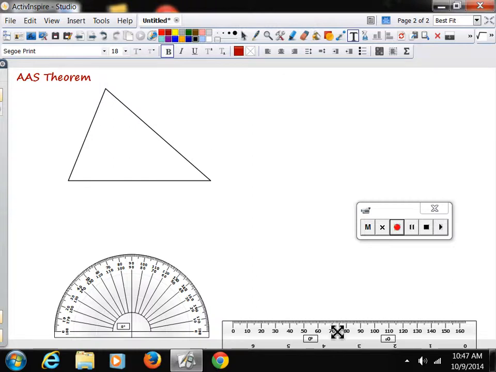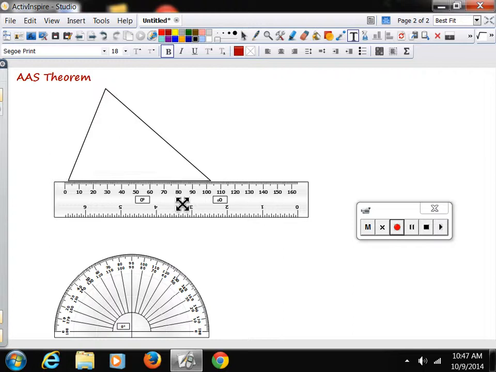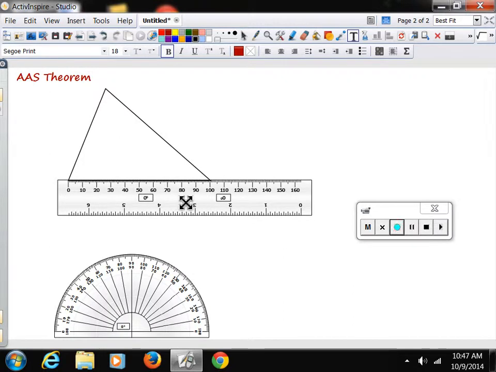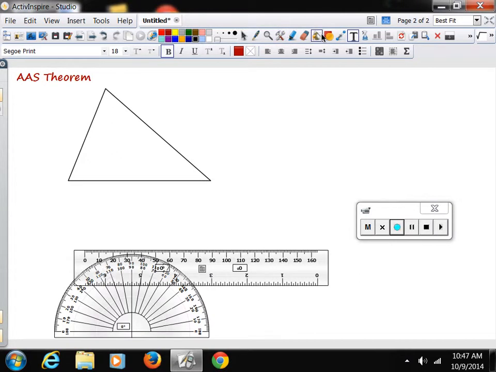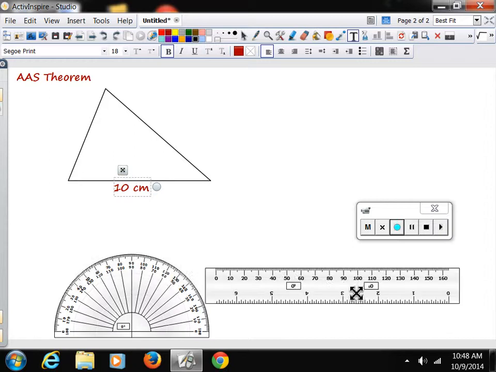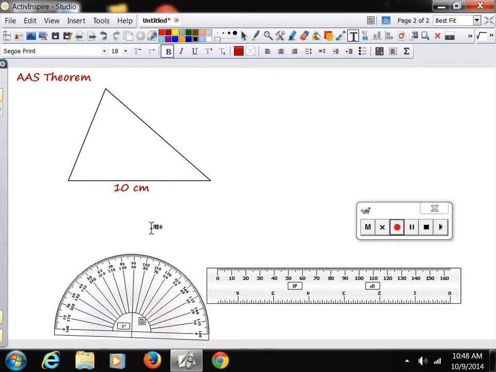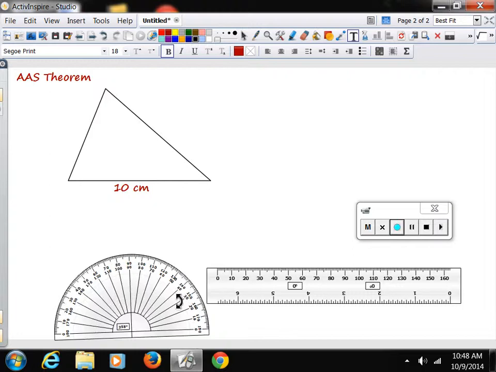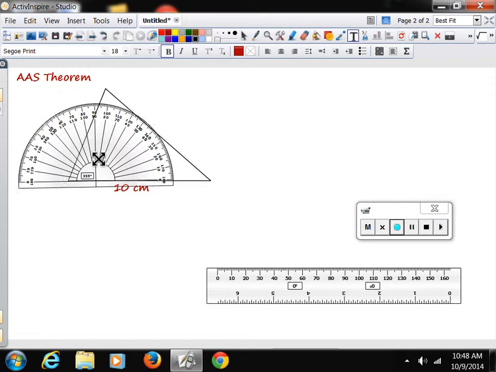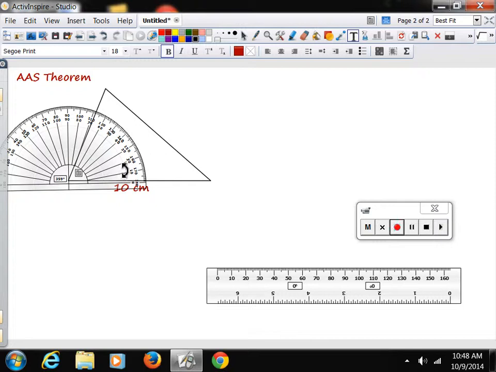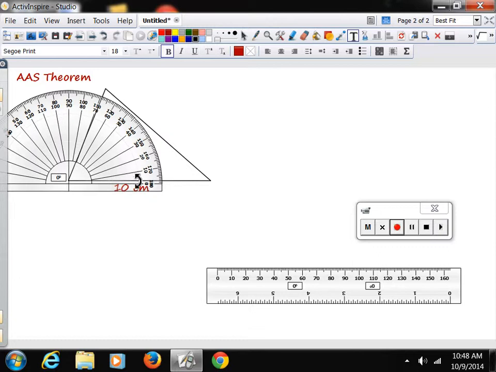Okay, so let's measure those three pieces. I'm going to measure this bottom side, which is exactly 10 centimeters. Wow, that's pretty good. 10 centimeters. And I'm going to measure two of the angles, but not the two that are on the 10, because we don't want ASA again. This time we actually want AAS, so I'm going to measure one of them that's on the 10. I don't know why I can't make that go to 360. There we go.